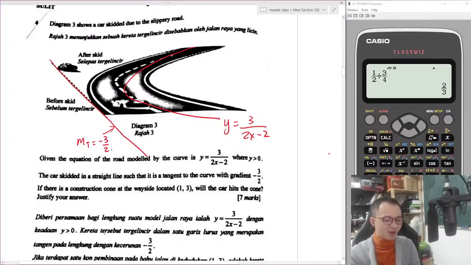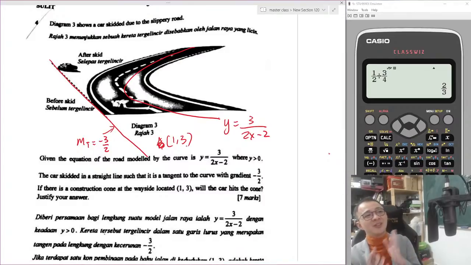Alright, we have a construction cone somewhere here, let's say this is a cone at (1, 3). They want to know whether the car will hit the cone or not. So the logic is, is the cone on the tangent line, the red straight line here, or not? This is why we need to find the equation of the tangent, and then substitute the x value to see whether we get a y value or not. Like x equals 1, we sub 1 into the equation and see whether we get 3 for y or not. Alright, so let's do it.